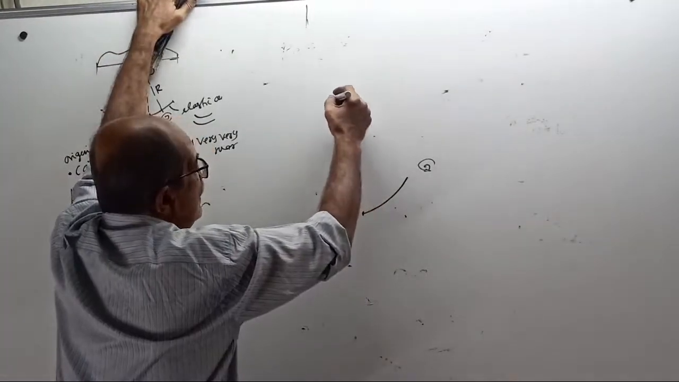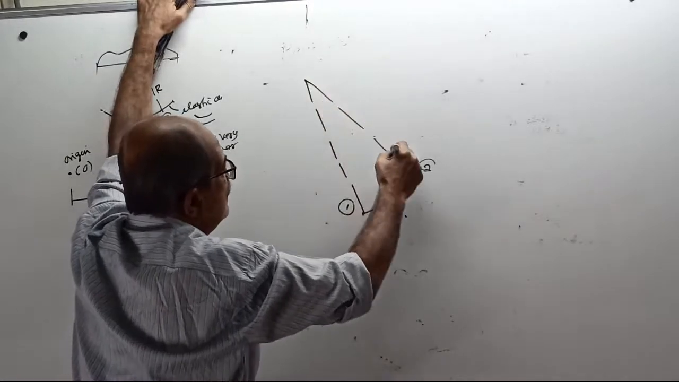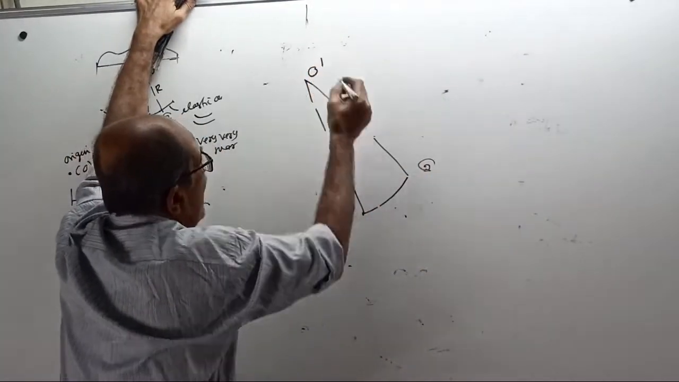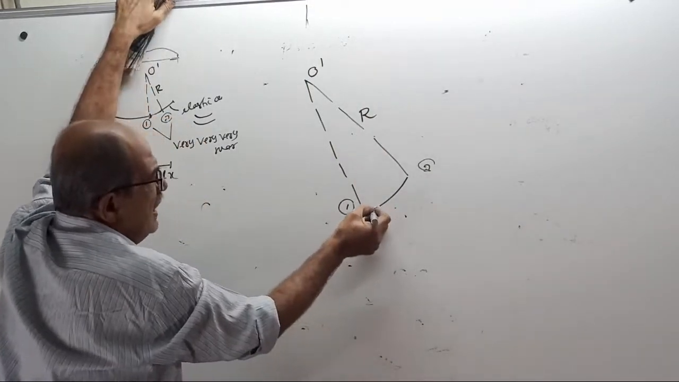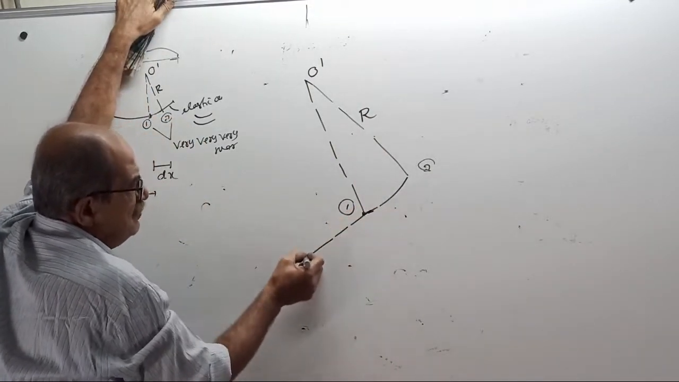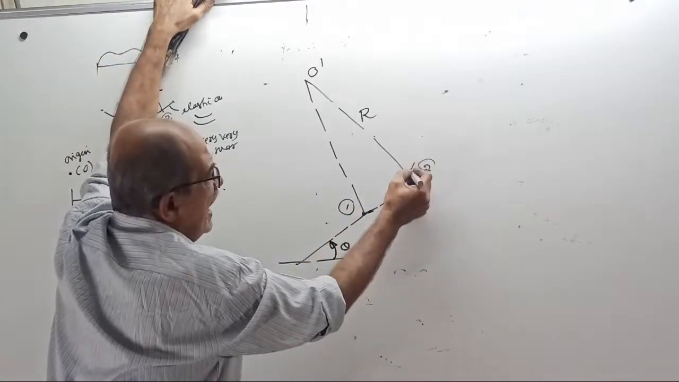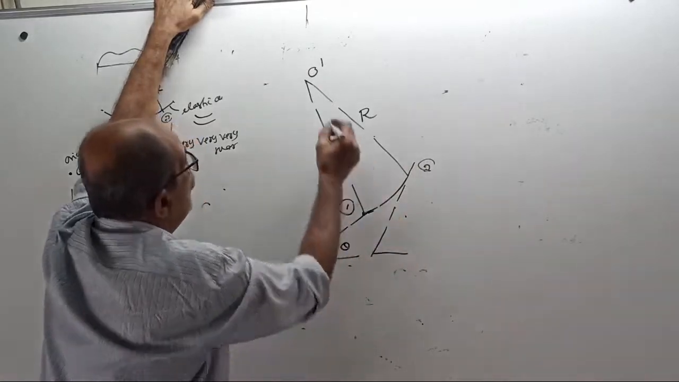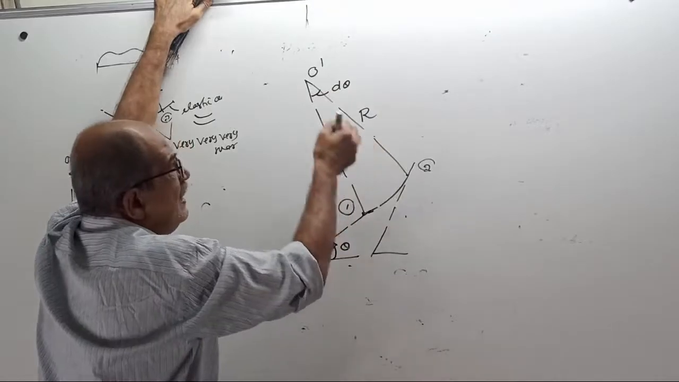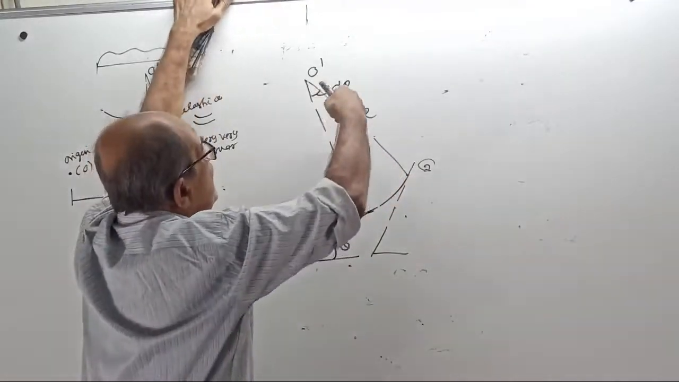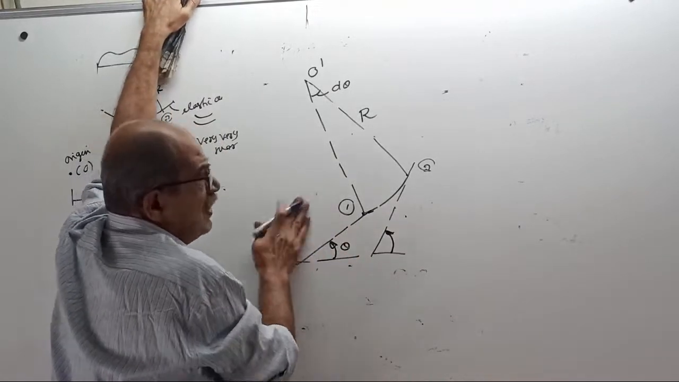Now, this is the center. If it is an arc, the center is O dash, and this radius is R. Now, draw a tangent here to the elastic curve. Let this angle be theta. Draw another tangent here. Now, let this angle be d theta. From here to here, at the center, it turned by d theta. Anybody can tell what this angle is? Fast.